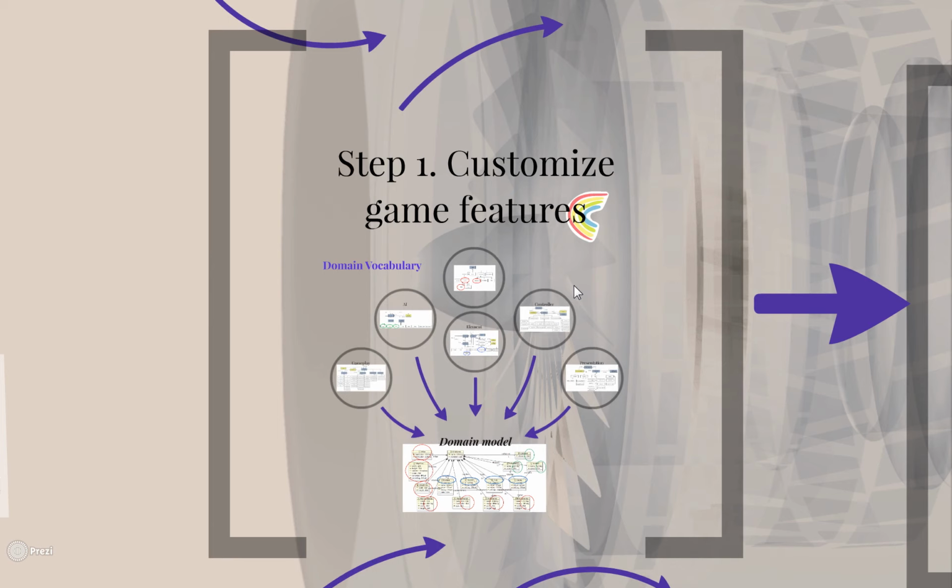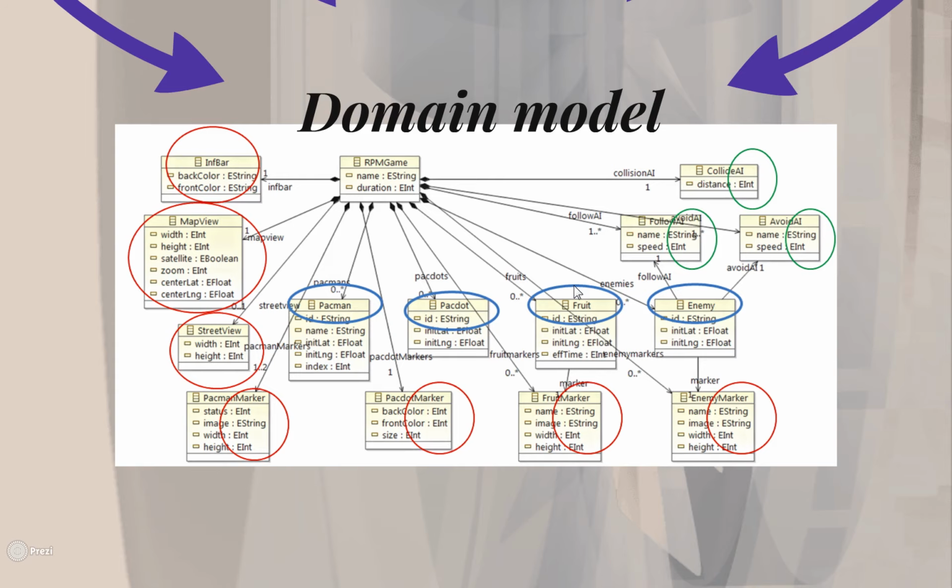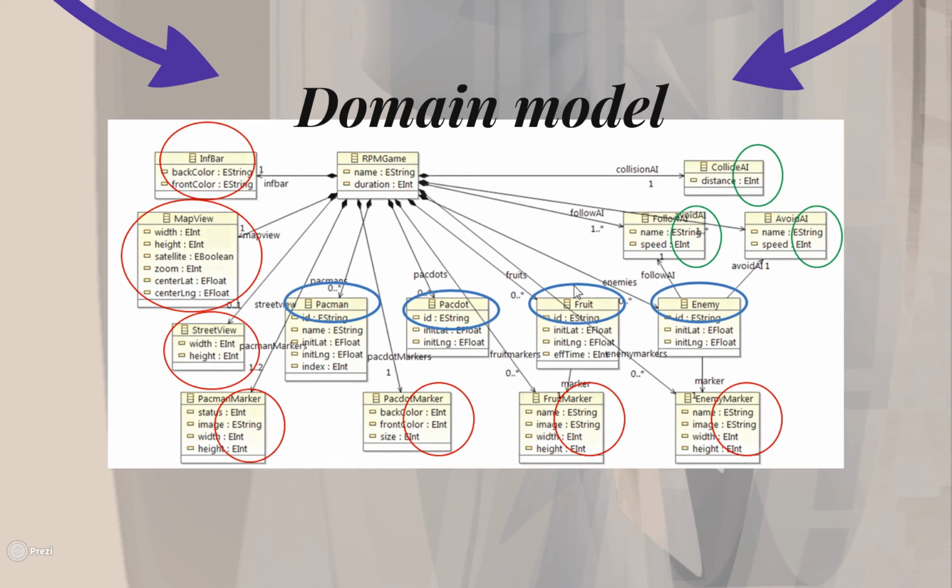First, we decide what game features would be supported by the tools. These features will be formalized in the UML class diagram, which we call domain model. For instance, we want to specify the initial latitude and longitude for the Pac-Mans. Then we should have a class in this model named Pac-Man, which includes attributes of elite lat and elite long.